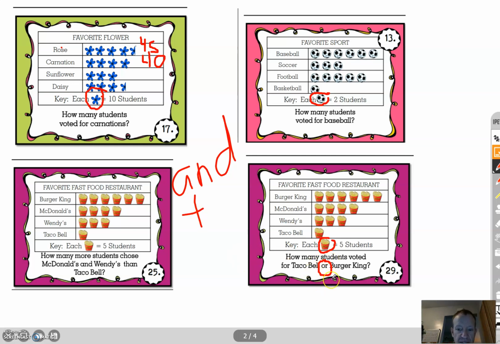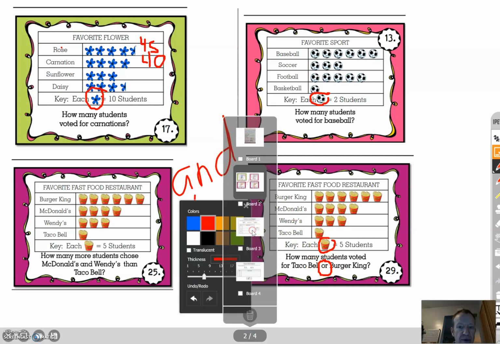Same thing with pictographs and bar graphs. As soon as you see this word "or," that is also an addition word. Okay, so make sure we're focusing on that word. So now we have "and" and the word "or" as addition words. Okay? So let's go ahead and look at the next page. We are going to create one now.